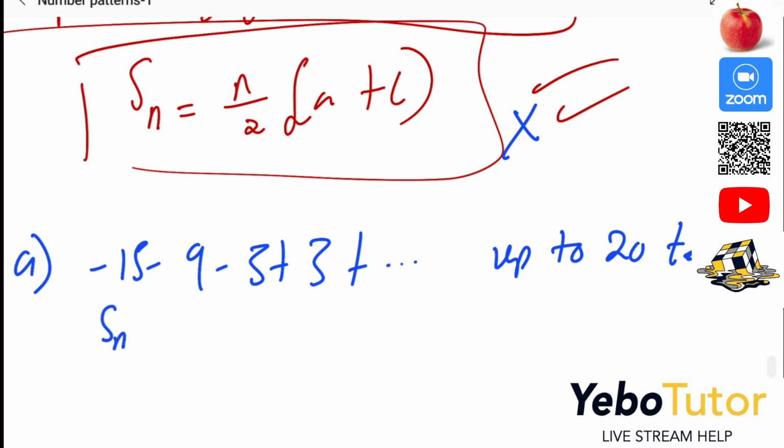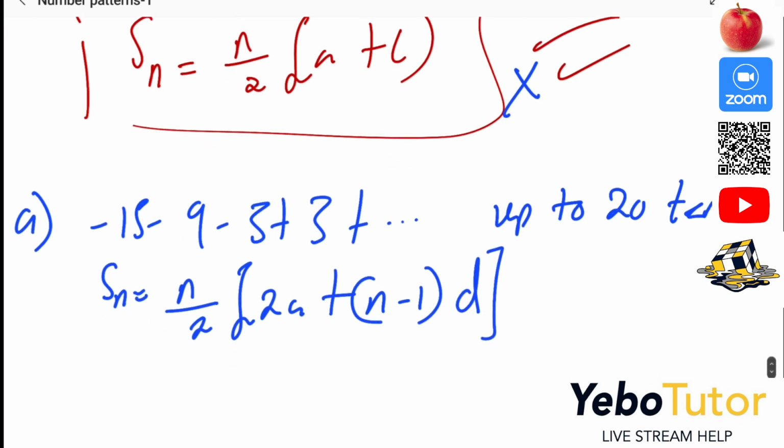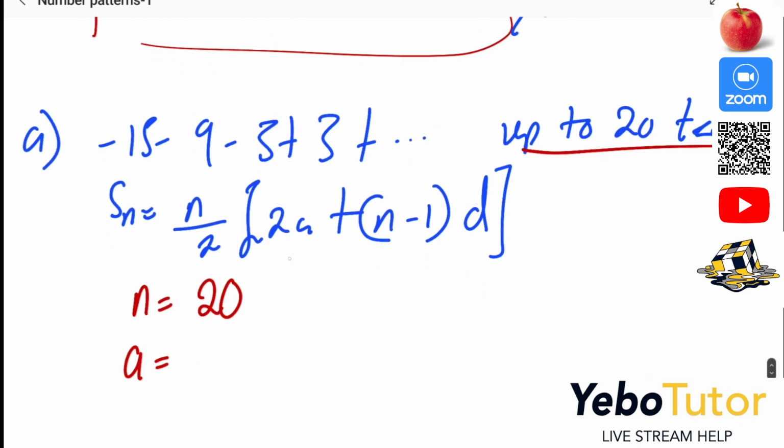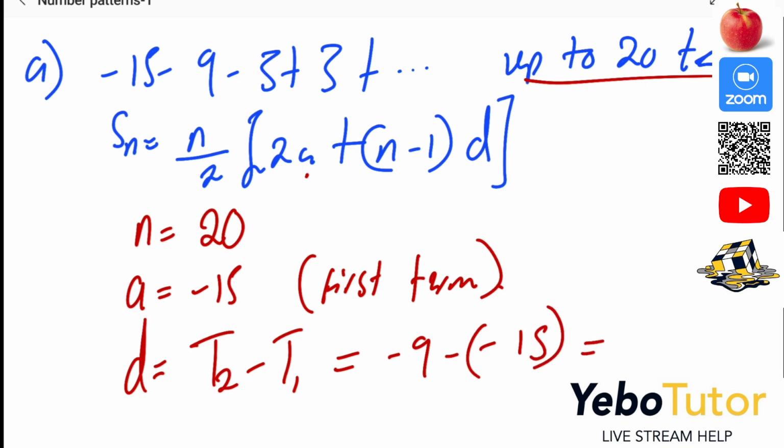Our equation is Sn is equal to n divided by 2 multiplied by 2a plus n minus 1 multiplied by d. Now we need to select our n value. Our n value is 20, because we need the sum of the 20 terms. Our a is always the first term, so a is equal to negative 15. And what is our d? Our d is the common difference, which is always t2 minus t1. So this will be negative 9 minus negative 15, and with our calculator that gives positive 6, which means our common difference d is 6.